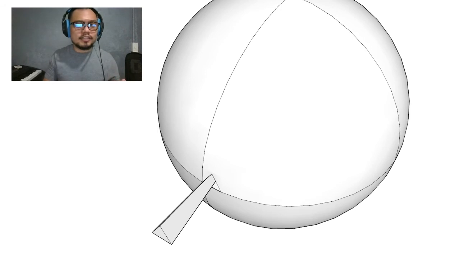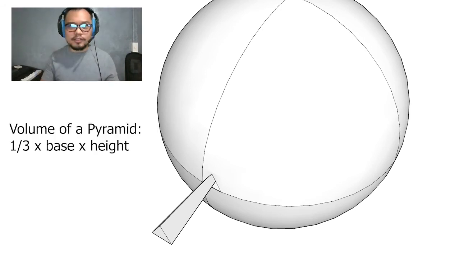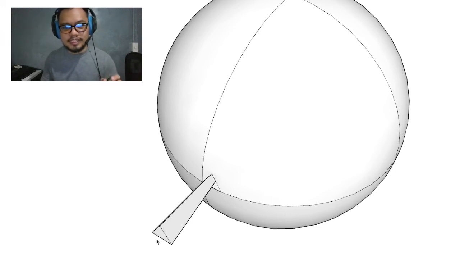The equation to find the volume of a pyramid is 1/3 base times height. When we talk about the base of the pyramid, we're talking about this triangle at the very end, at the bottom of the pyramid. The base is equal to the area of this portion right here. Height is equal to the full height of this pyramid that we pulled out, and in this instance, it is equal to the radius.